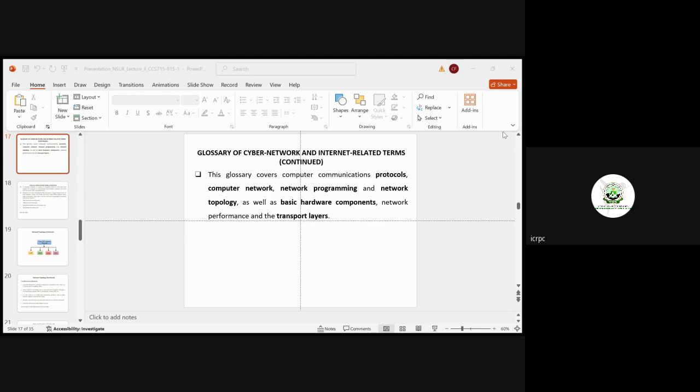So don't get confused when I say protocols are sets of rules that govern how something is done, right? I am now defining network programming as a set of instructions written to carry out a particular task. So just know that there's actually a line between them, not even a thin line, right? And then we look at network topology, right?